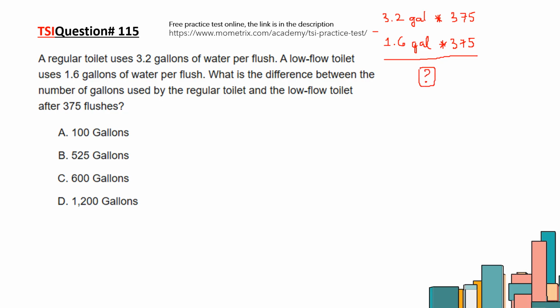Or you can find the question mark right here, the difference, because the number of flushes is the same, 375. You can take the difference of each flush, so it's 3.2 gallons subtract 1.6 gallons, and then you multiply by the 375 flushes. So the first one, you calculate each one, then you find the difference. The second method is you find the difference, then you multiply by how many flushes.